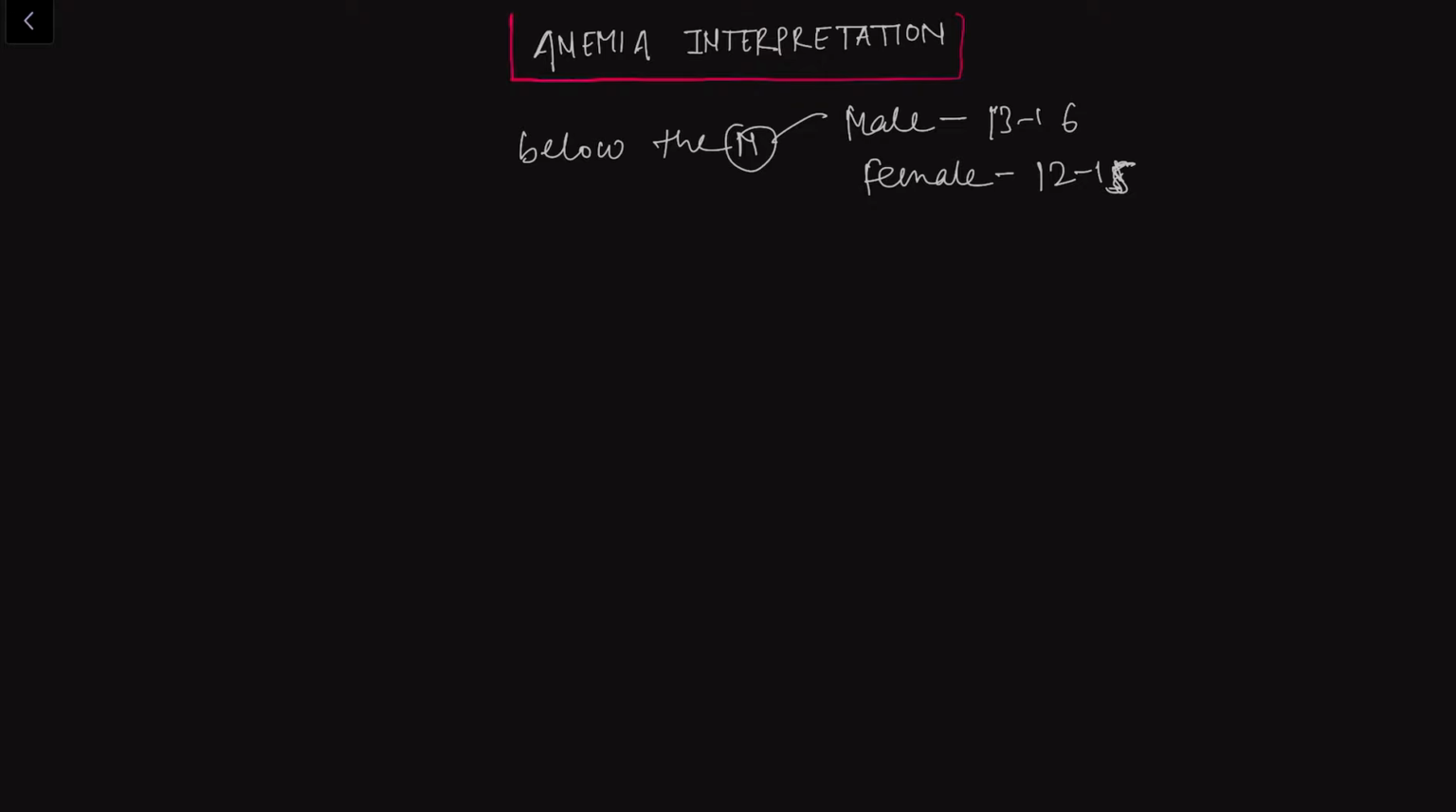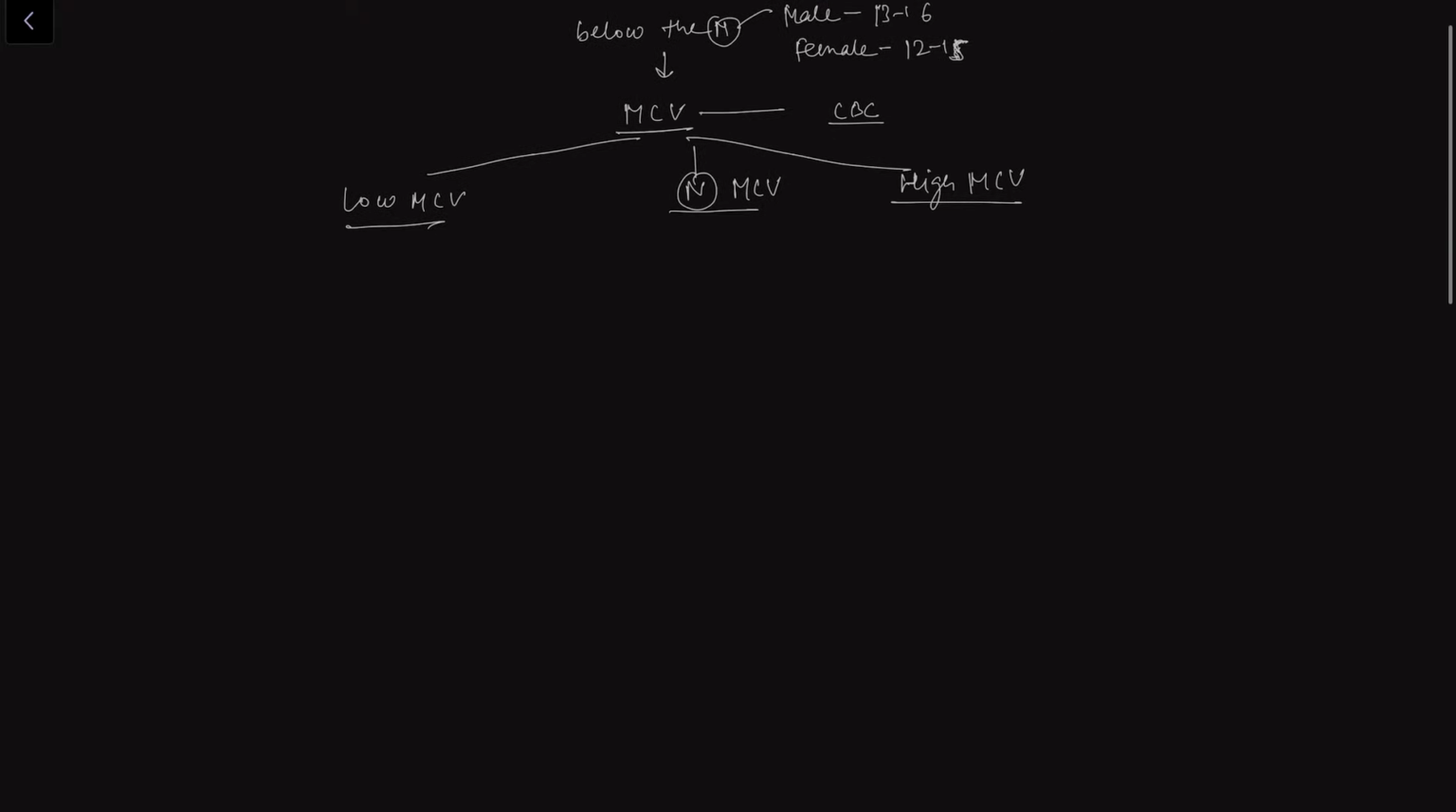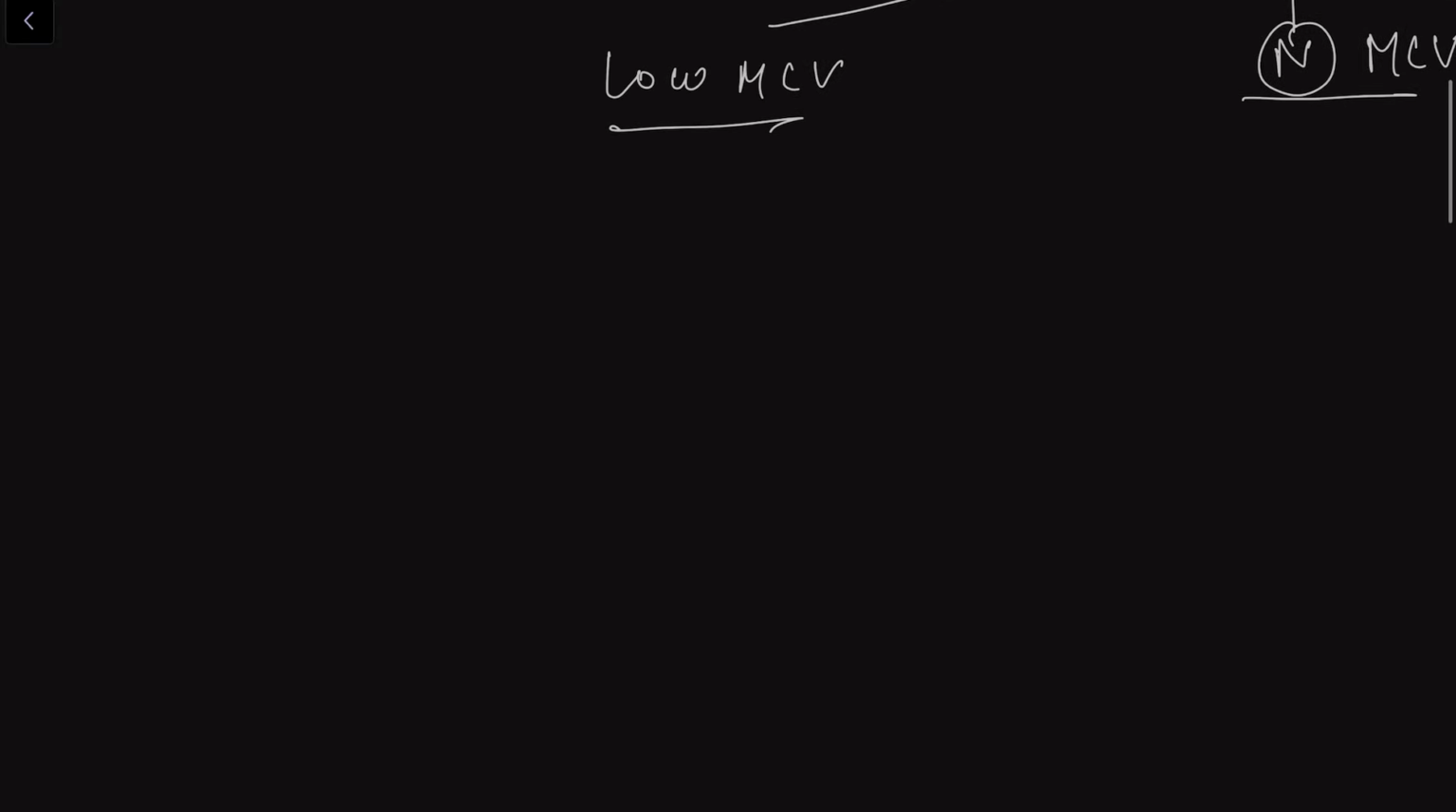Then check MCV, also given in the CBC report. MCV, mean corpuscular volume. Here are three possibilities: low MCV, normal MCV, or high MCV. First we take low MCV and normal MCV.